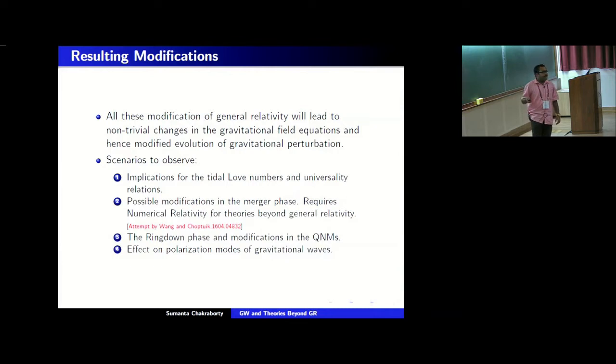So some implications or some scenarios or some observables that you may want to observe. So in the context of post-Newtonian formalism, the notion of tidal Love numbers, which has already been discussed in Chris's talk, and universality relations, which I don't think have been discussed. I will talk about these two in turn.